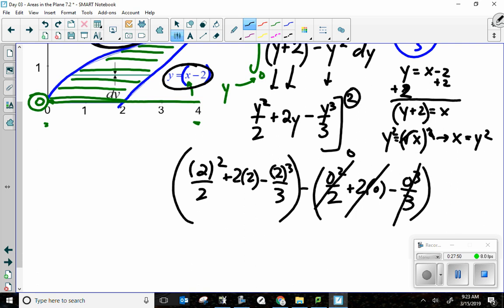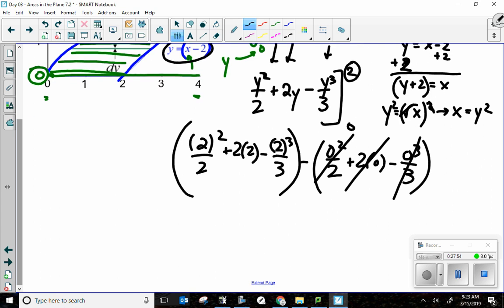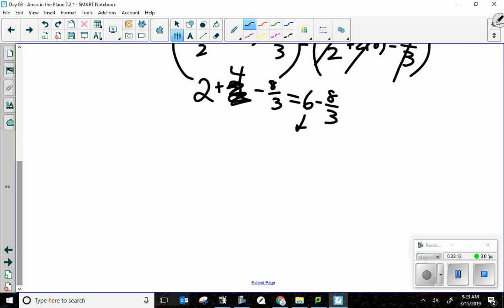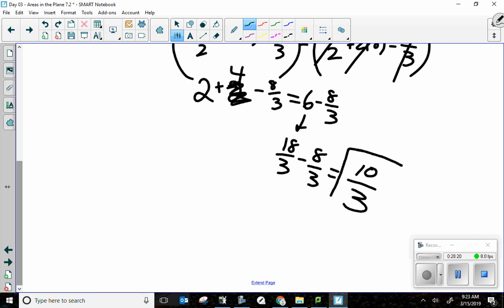0, 0, 0. I just need to worry about the left side. Okay, 2 squared is 4. 4 over 2 is 2. Plus 2 times 2 is 4. I'll be okay. I had too many 2's in my mind. Minus 8 thirds. Ultimately, that's 6 minus 8 thirds. Let's get a common denominator. That is 18 over 3. That's 18 over 3 minus 8 over 3. And lo and behold, 10 over 3.